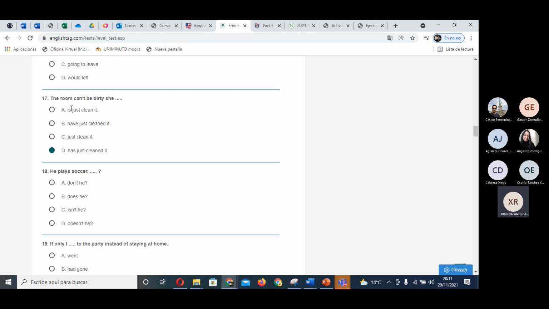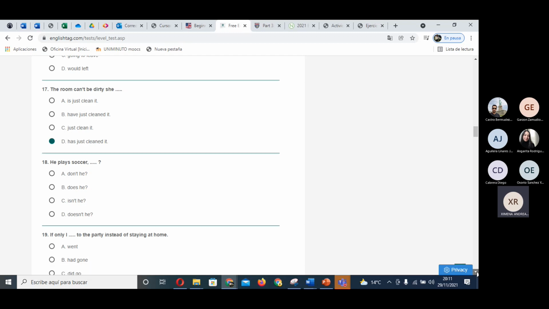¿Listo? No puede ser este verbo to be con clean, no es consecuente. Have just, no have, porque es tercera persona. Just clean, tampoco. Si fuera presente simple tendría la S, si fuera pasado tendría ed. Por ende es un presente perfecto. Has just cleaned it. Very good. Thank you so much. Over here. Jasmine, can you help us with the number 18, please?